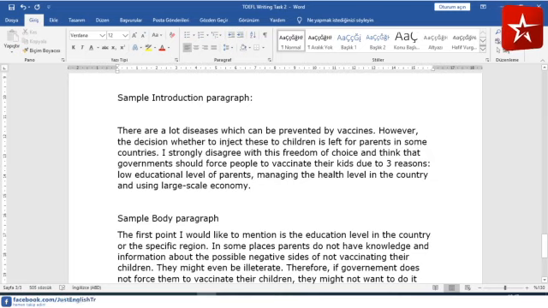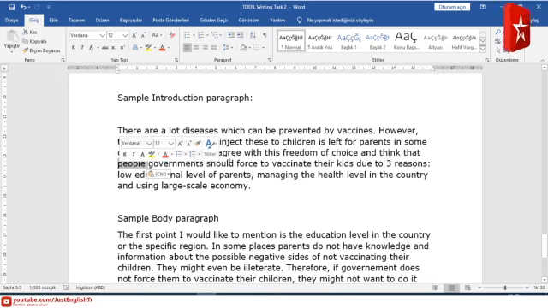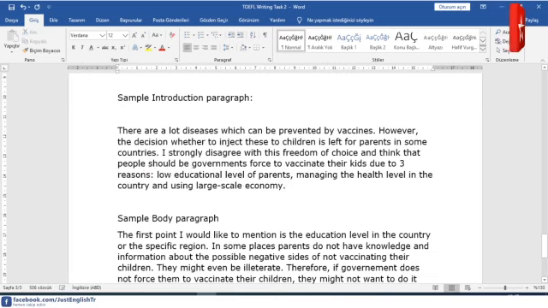Also, Soydan says people should be forced by government. Government should force people. Okay, let's change into passive voice. Very good job, Soydan. People should be forced by government. Okay, good one.